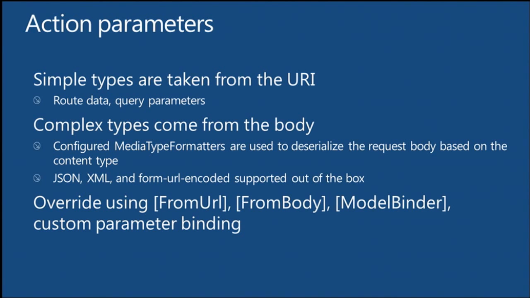Now, if you want to change how the parameters get bound, like you have a string but you want it to come from the body, not from the URI, then you just need to attribute the parameter with FromBody. If you have a complex type, like a location that has an X and a Y, but you want it to come from the URI, you don't want it to come from the body, like you have an X and Y query string parameter, you can do that too, just attribute the location type with FromUri. You can also use full MVC style model binding, and you do that by attributing the parameter with a ModelBinder attribute.